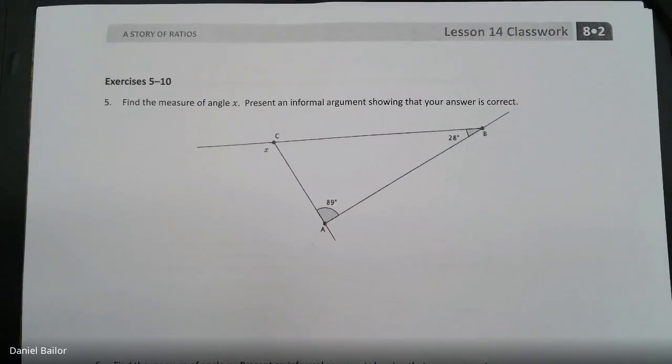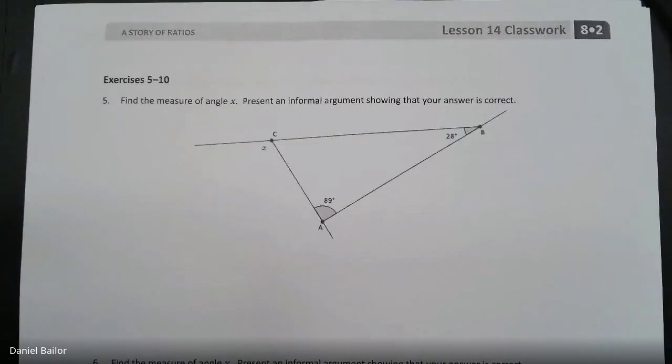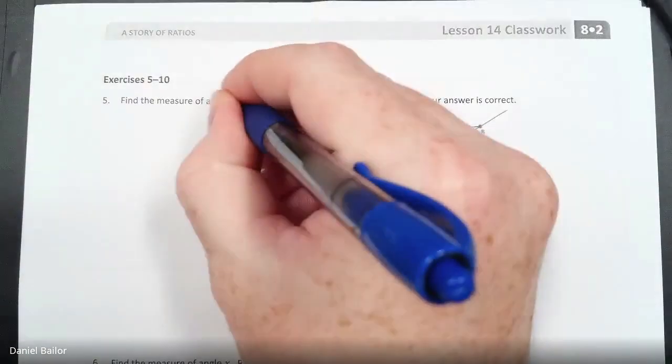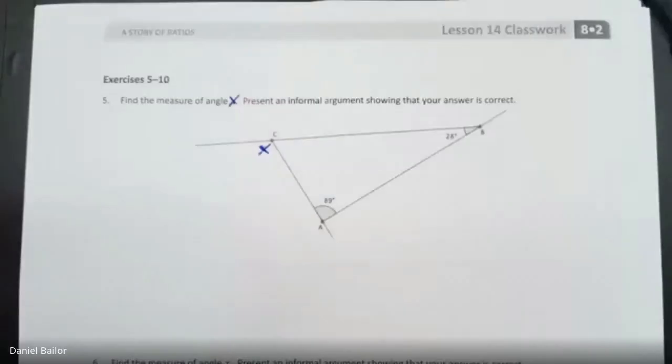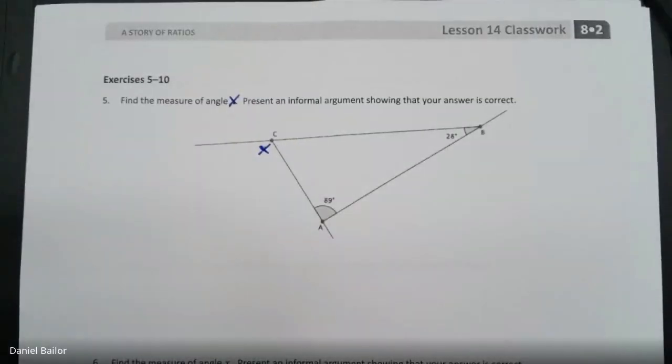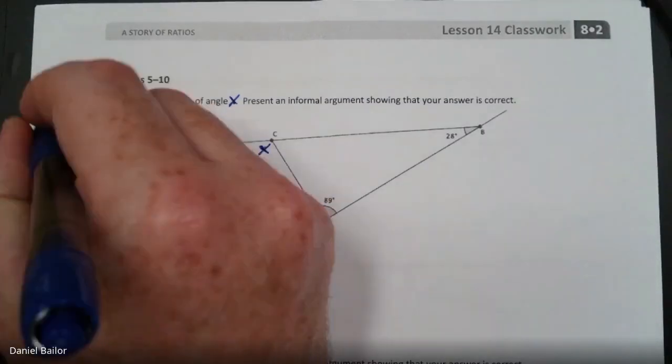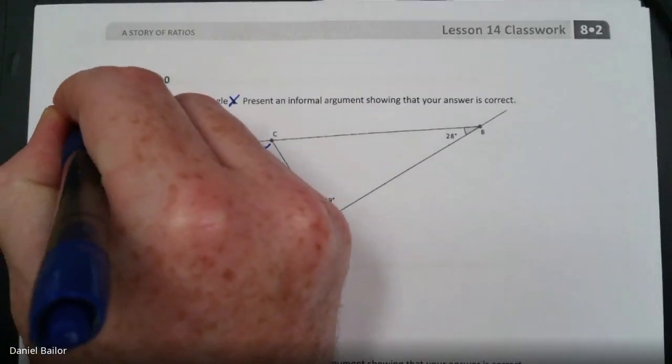Okay, let's hope you worked on examples 1, 2, 3, and 4, and you're ready to move on to some of the exercises to practice. This will help. So for number 5, find the measure of angle x. And this one, by the way, number 5, is like example 2 that we did today.